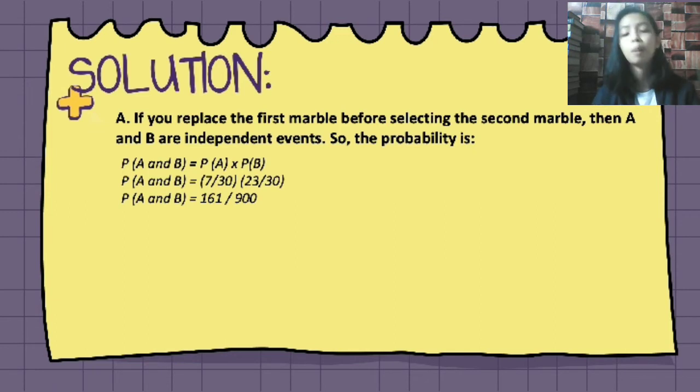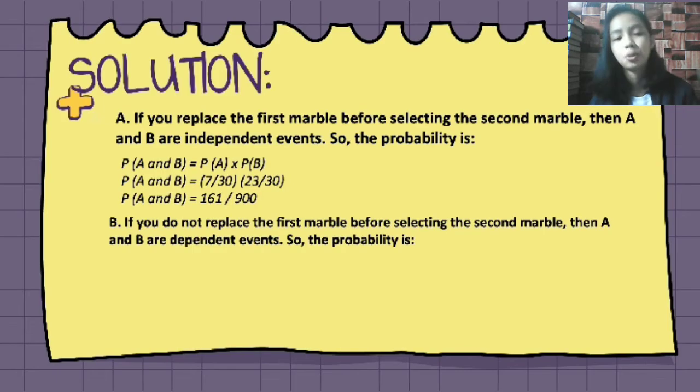So, the probability of A and B is equal to 7 over 30 times 23 over 30, since there are 30 marbles in total. There are 7 blue marbles as stated, and logically there are 23 marbles that are not blue. Simplifying the equation, we now have 161 over 900. Therefore, the probability of getting a blue marble first and a marble that's not blue second, with replacement, is 161 over 900.